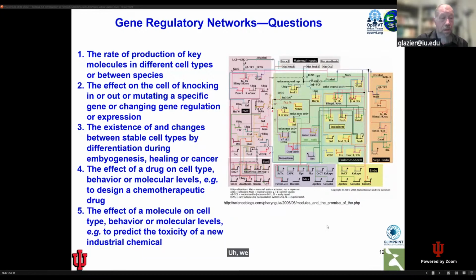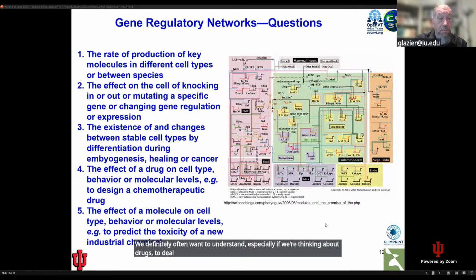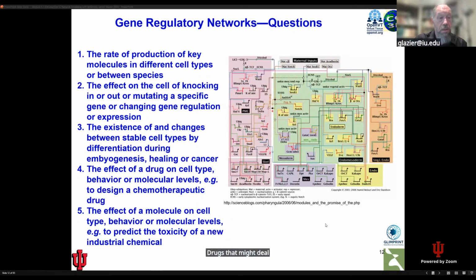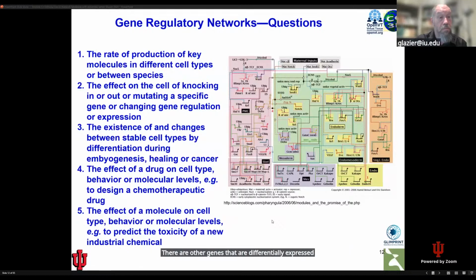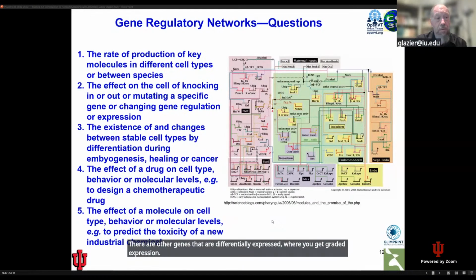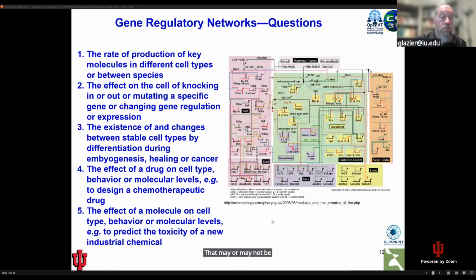We definitely often want to understand, especially if we're thinking about drugs to deal with cancer or drugs that might deal with the viral infection, for example, whether a drug turns genes on and off and how it changes molecular level. There are some genes which tend to be either on or off, and then the level of the protein is either on or off at a particular scale. There are other genes that are differentially expressed, where you get graded expression. That may or may not be due to particularly the transcription factor.